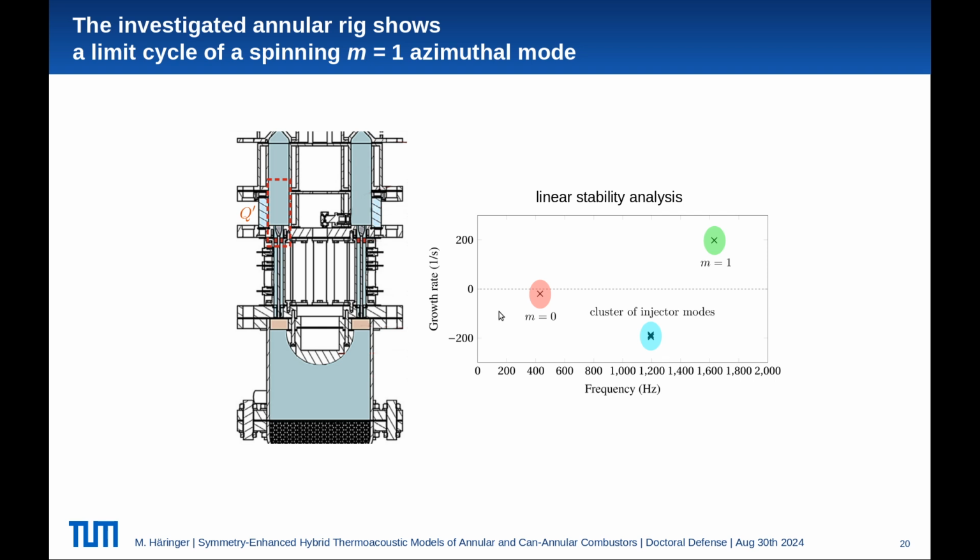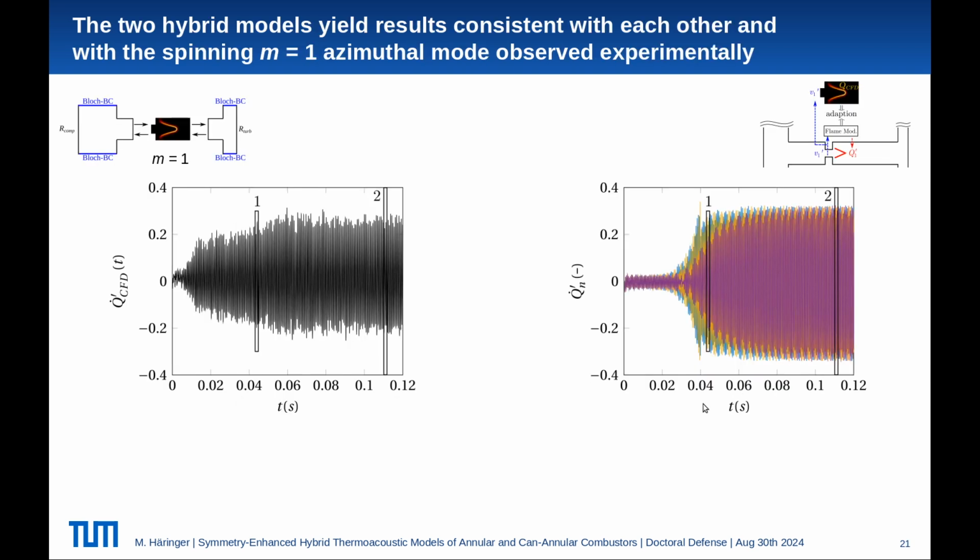Let's now consider the experimental test rig, the annular test rig here. From linear stability analysis, we see that the dominant mode of the system is an m=1 azimuthal mode order, a degenerate mode at roughly 1600 Hertz. And this is also what we observe in experiment. There we observe mainly a spinning m=1 mode order at this frequency. Our two hybrid models recover that, so they both give a stable limit cycle of this mode order, the Bloch model with m=1 here versus the ROLEX model on the right.